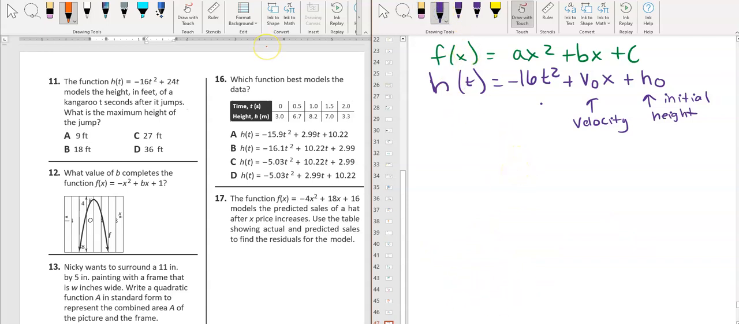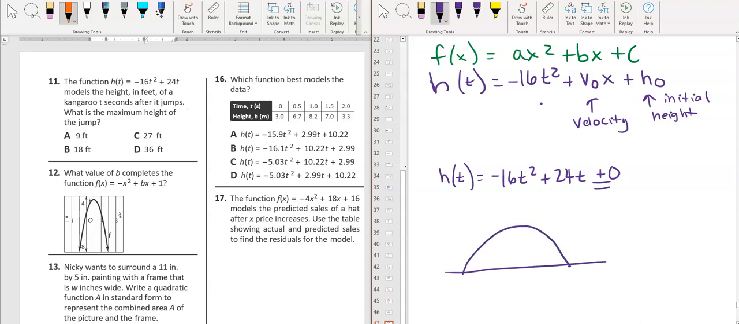So according to the question for number 11, we already know that a kangaroo has this equation: negative 16t squared, which we know is normal, plus 24t. Now there is no c. The c is technically 0 because this kangaroo is standing on the ground. What we want to know is the maximum height after it jumps. So if this is my kangaroo, I want to find that maximum height, which another word for that is vertex. So I need to find the vertex of this parabola.